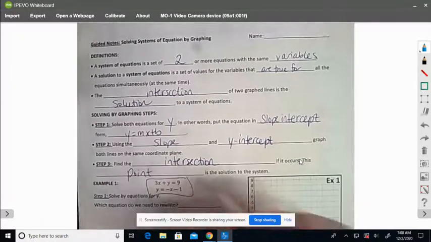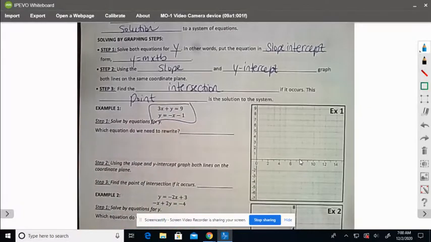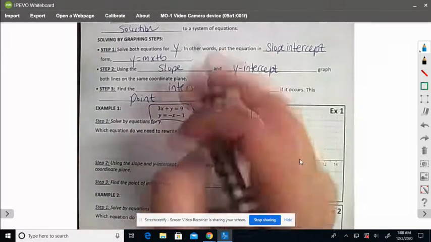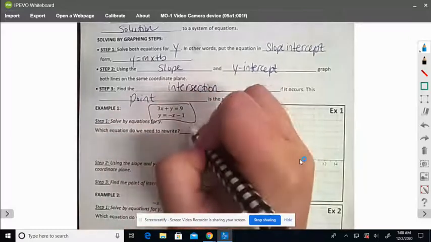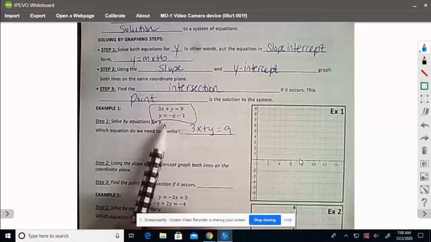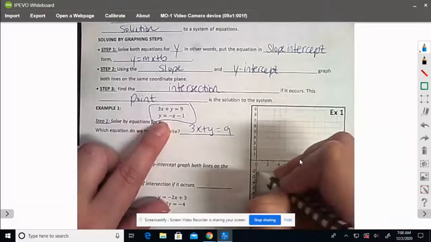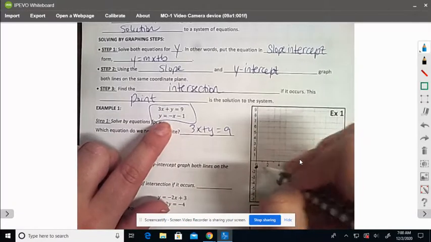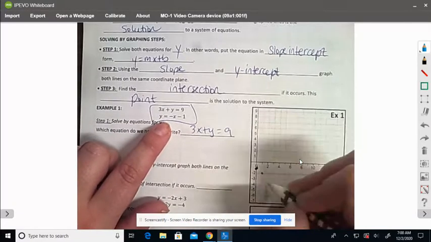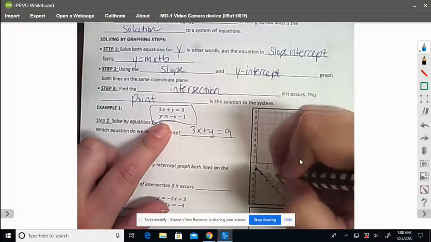Now if we look at this system of equations, it is a little different from what we've seen the last two classes, because one equation needs to be rewritten. The 3x plus y equals 9 is not in slope-intercept form. This one is, so I can easily graph it over here. My y-intercept is -1. My slope is -1. So I go down 1 over 1, down 1 over 1, down 1 over 1, and that's my line.